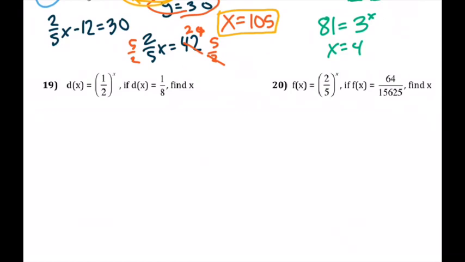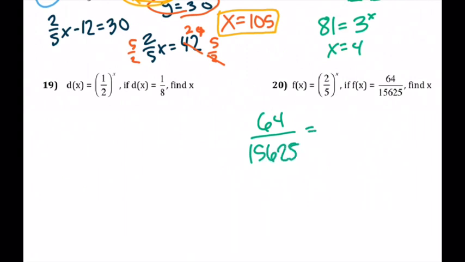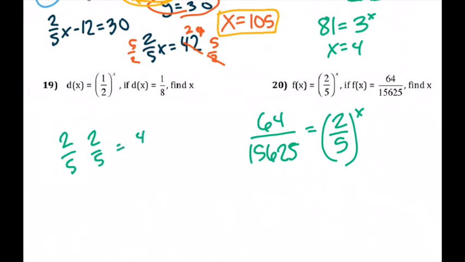Yes. 64 over 15,625 is equal to 2/5 parentheses exponent x. Yeah. So let's think about what this means because it looks pretty intimidating, with all the fractions, the parentheses and the exponents. Remember that if we said 2/5 to the second power, that would be 2/5 times 2/5, and that would equal 4 over 25.